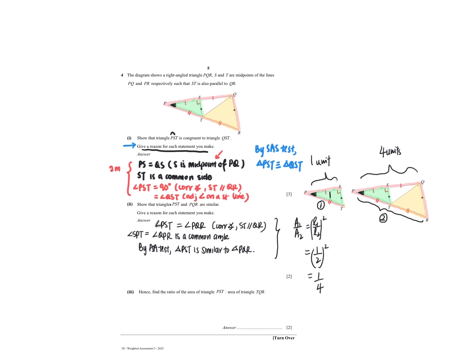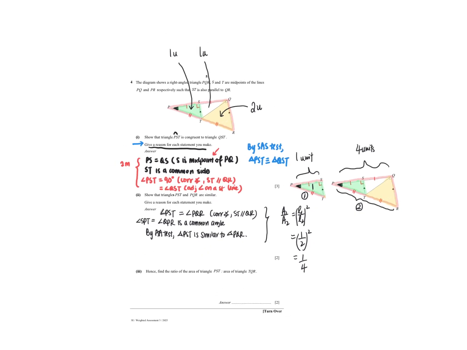But I know that these two are congruent. So this is 1 unit, means this is also 1 unit. Correct? So what will the yellow one be? 2 unit. So what is the ratio between area of PST to area of TQR? It is just 1:2. So where are the marks?